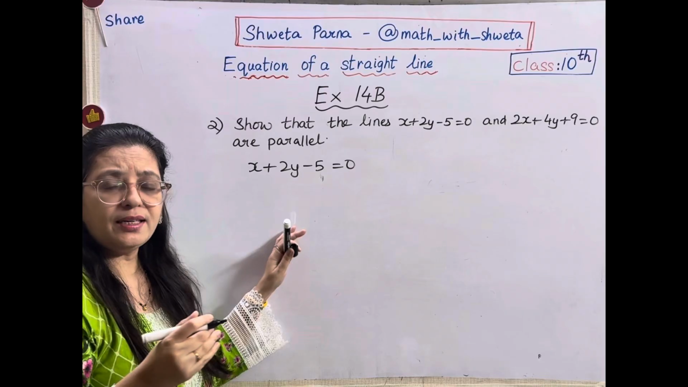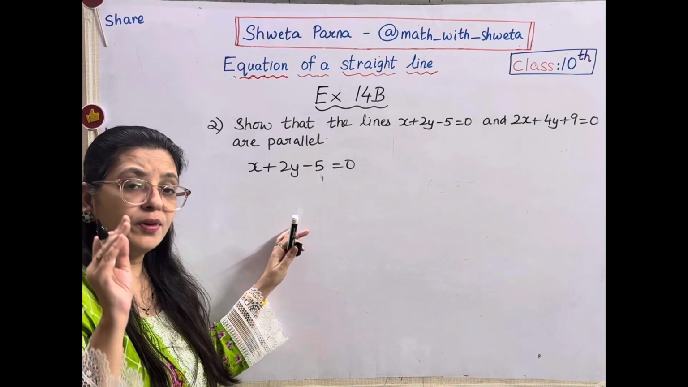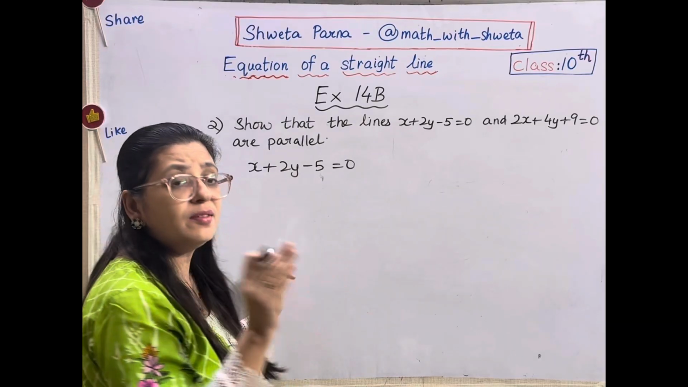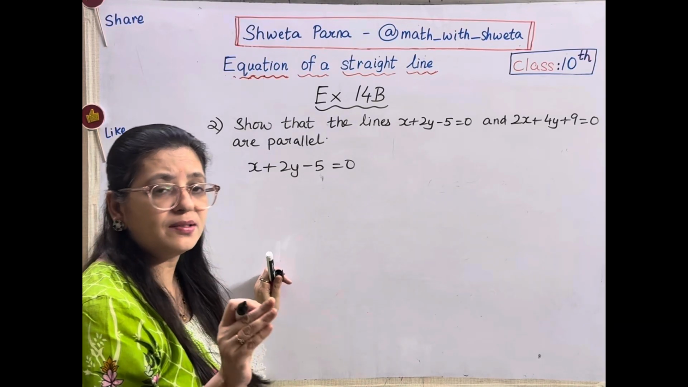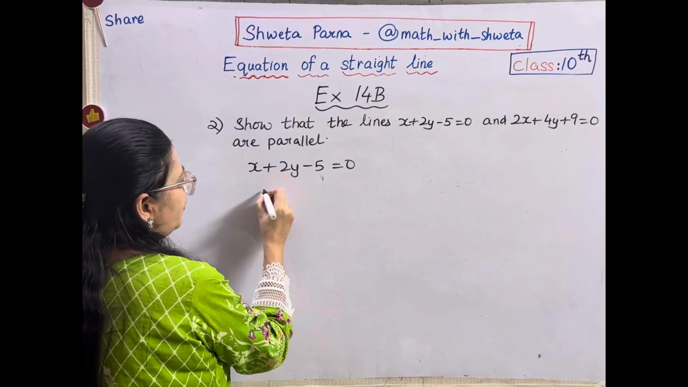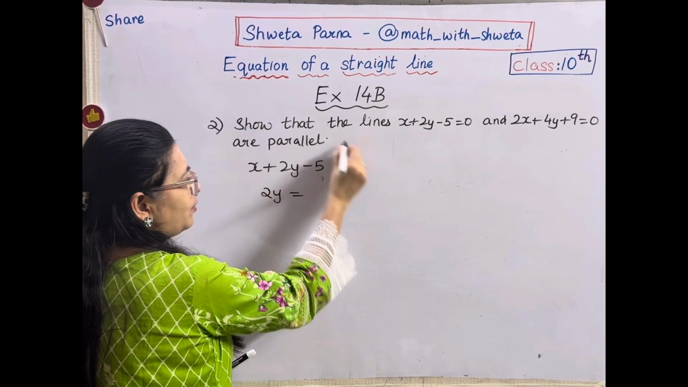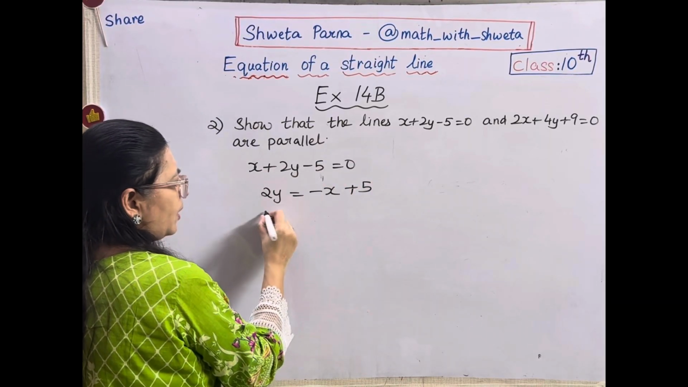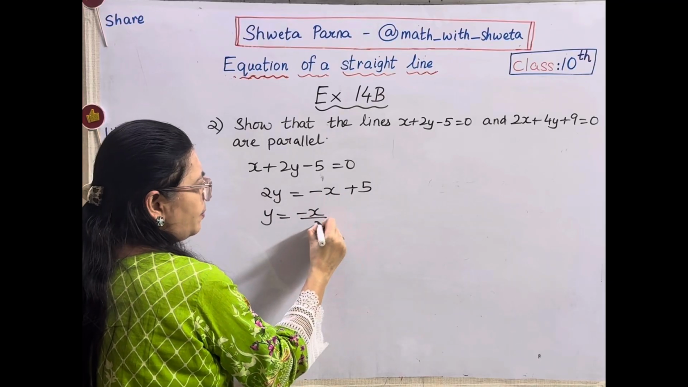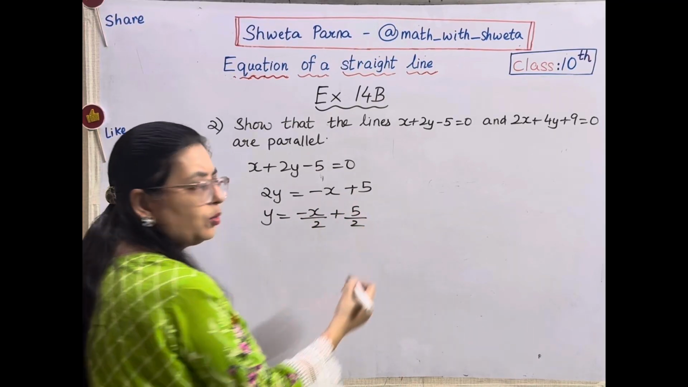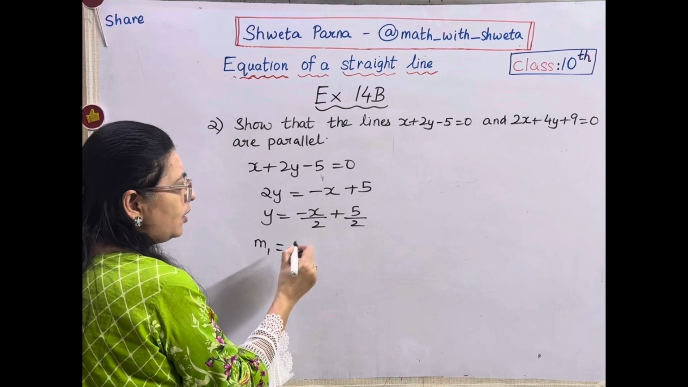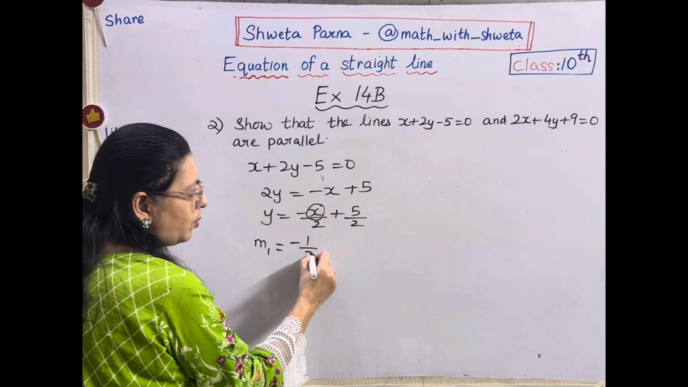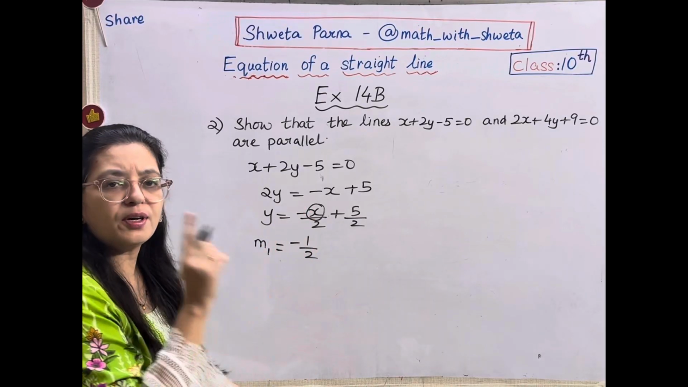Now children, a line is given to you. How will you find the slope? You will get this equation in the slope-intercept form, which is y is equal to mx plus c. M is the slope. So this will be 2y is equal to x. When you bring it here, it will become minus x. Minus 5 will become plus 5. So y is equal to minus x upon 2 plus 5 upon 2. Now what is the slope over here? Slope over here is the coefficient of x, so the slope is -1 upon 2. This is the slope for the first line.